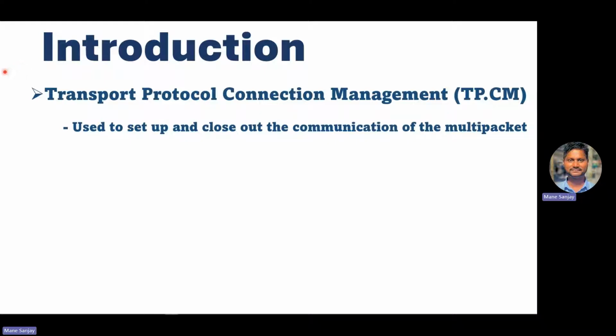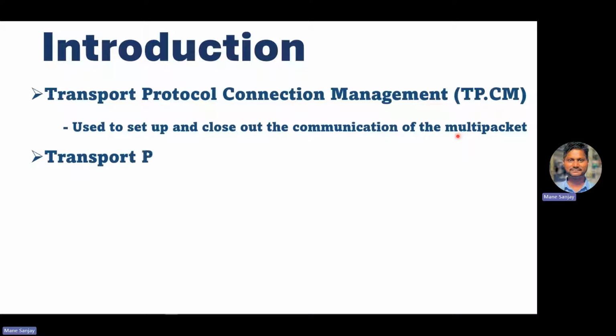Just imagine the transmitter wants to transmit the data from one node to another node. And for that, if your data is more than 8 bytes, you need to set up the connection, all right? And that job is done by this TP.CM. TP.CM sets up and closes out the connection between the transmitter and the responder.